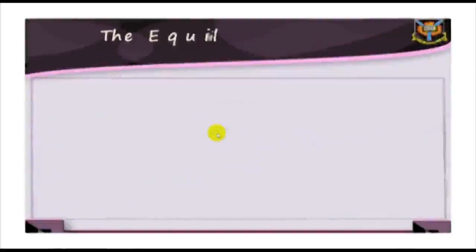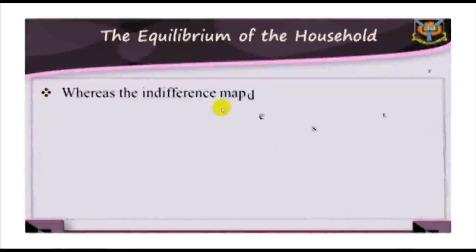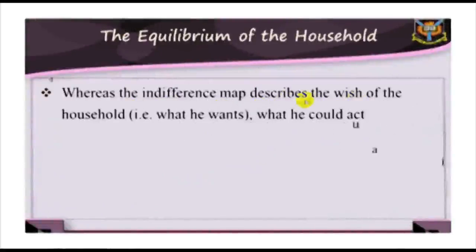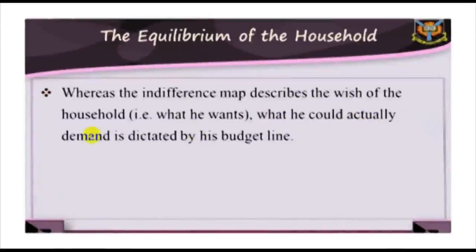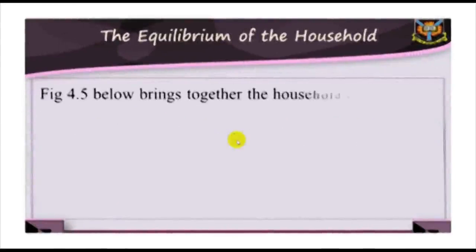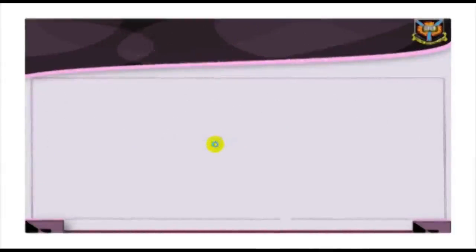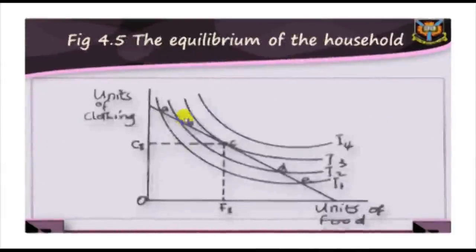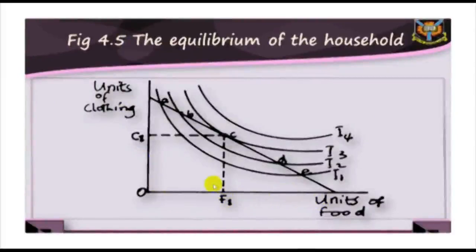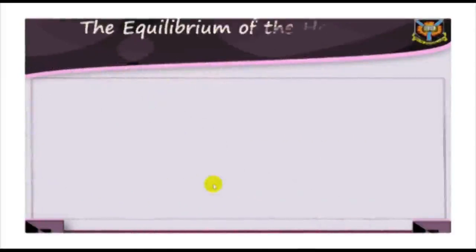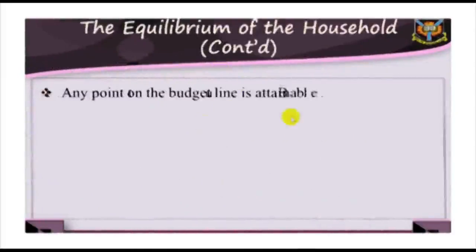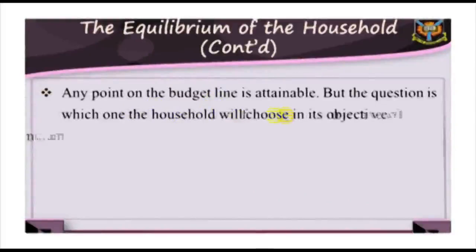Equilibrium of the household. Whereas the indifference map describes the wish of the household, what it could actually demand is dictated by its budget line. Figure 4.5 below brings together the household taste as shown by its indifference curve and the possibilities open to it as shown by the budget line. Any point on the budget line is attainable, but the question is which one the household will choose in its objective of maximizing satisfaction.